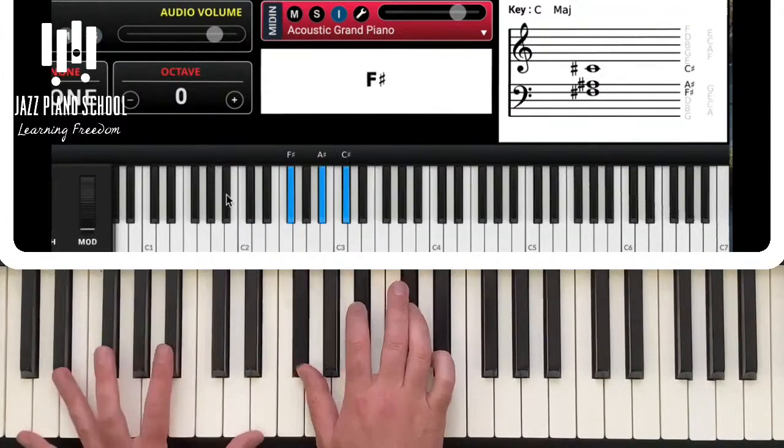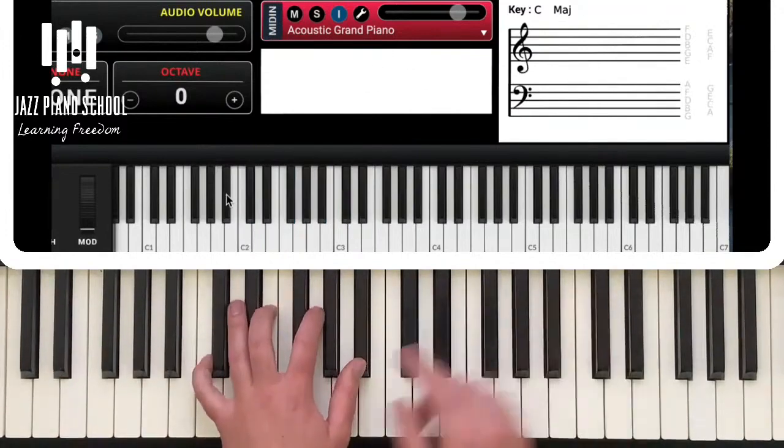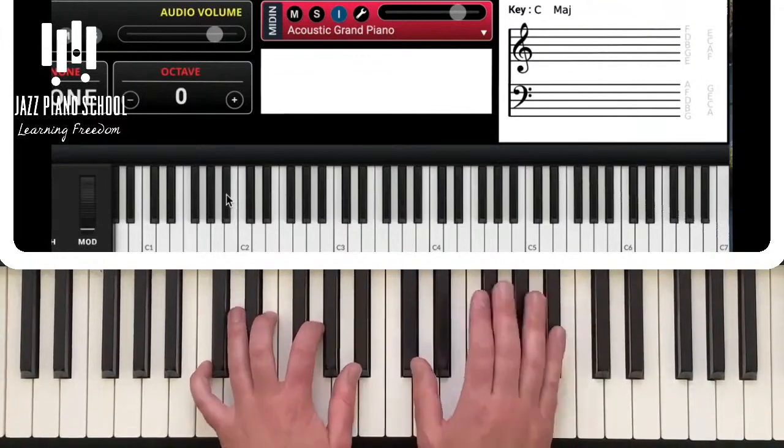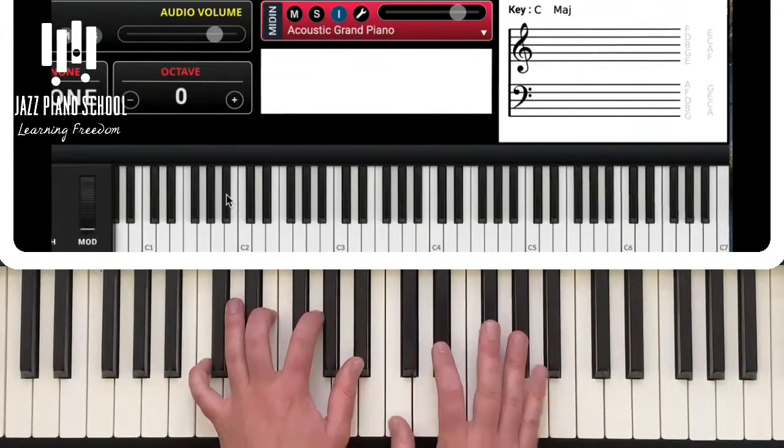Here's what it sounds like with my shells now. I'll do it up here. I can't overlap my hands here, but here's what it sounds like. I'll start from second inversion here. Excuse me, first inversion.